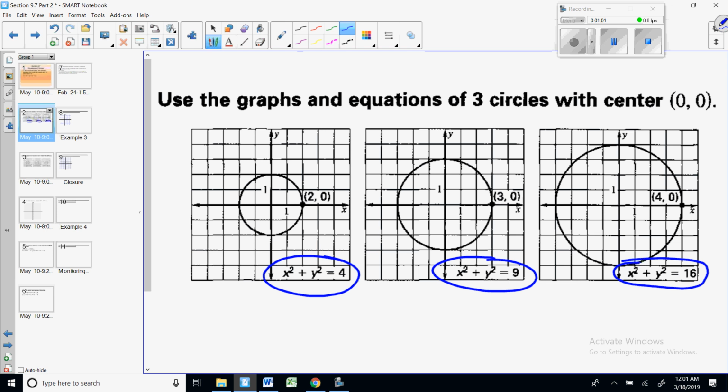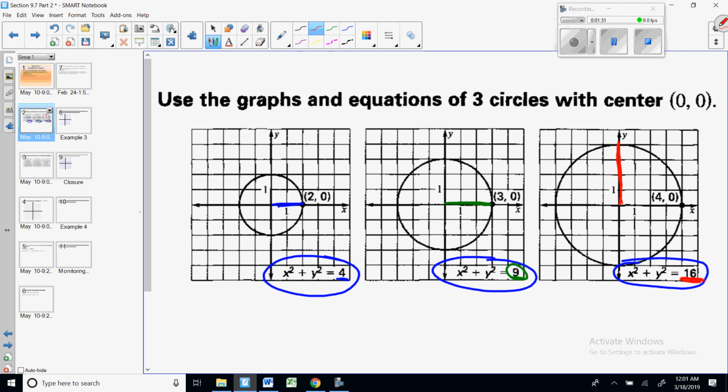If you take a look at the one on the left, you'll notice that your radius is 2 units out. Since our radius is 2, we square that, and 2² gives me the 4 that we have down below. On our middle one, same thing: this time our radius is 3 units out. 3² is 9, and you notice that part is there in that circle. Lastly, on the last one, your radius is 4 units long. Well, 4² is 16, and that's what you get on the right-hand side of the equation.